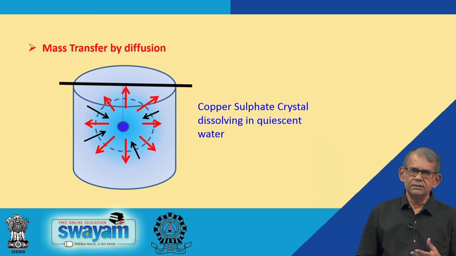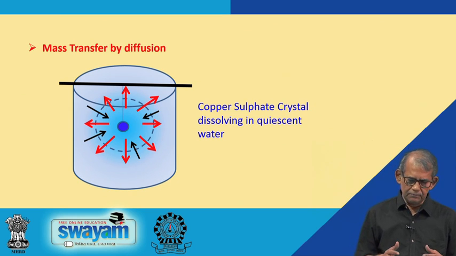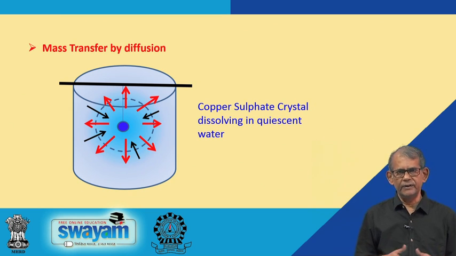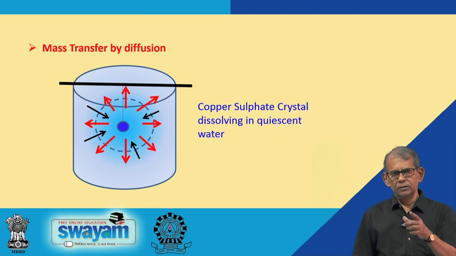Now, this diffusion is a process where we are not considering any movement of liquid. It is a slow process. For uniform concentration everywhere in the beaker, theoretically it takes infinite time.